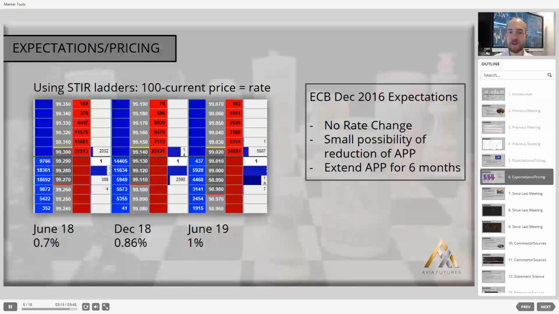Now, going to our example of the ECB, looking at pricing and expectations for 2016, we had no pricing at all of a rate change. We saw a small possibility of a change to the asset purchase programme, which you remember from that first slide was sitting at 80 billion. And finally, there was an economist expectation of an extension to the asset purchases of 6 months.